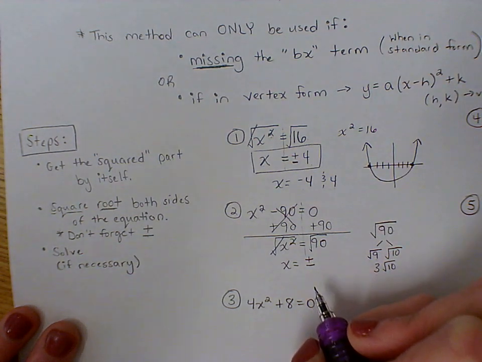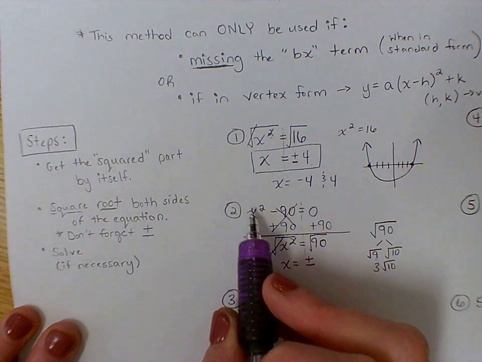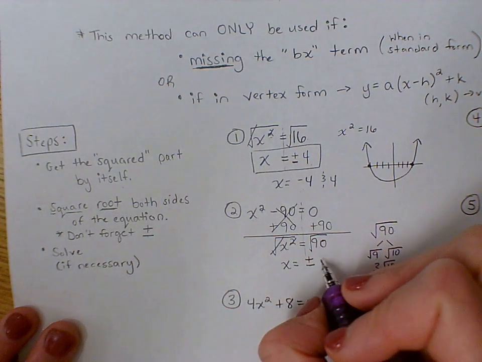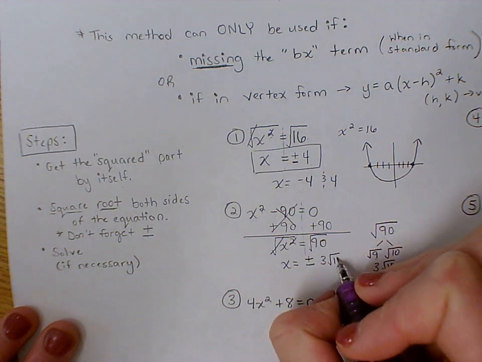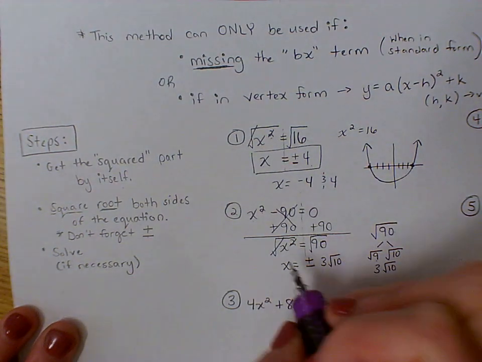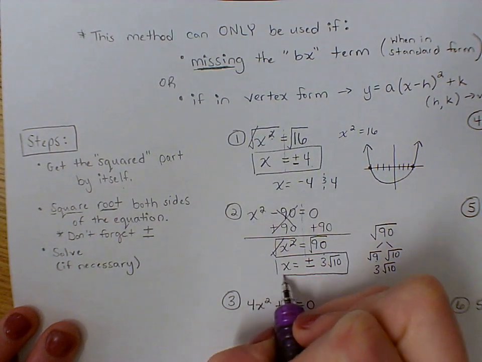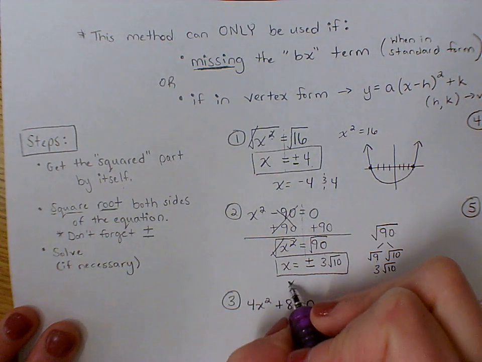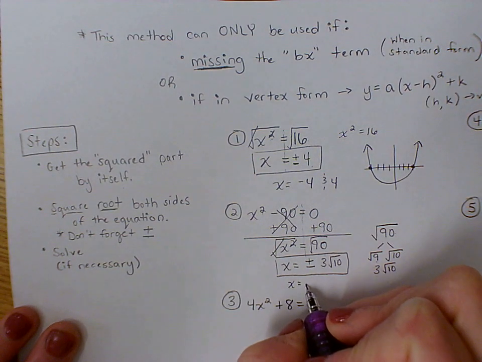So your answers, the x values that would work in this equation if you went back and plugged them in, would be positive and negative 3 square root 10. Okay, so you could write your answer like this, or remember, kind of like what I talked about up here, you could write it separately if that helps you make better sense of it.